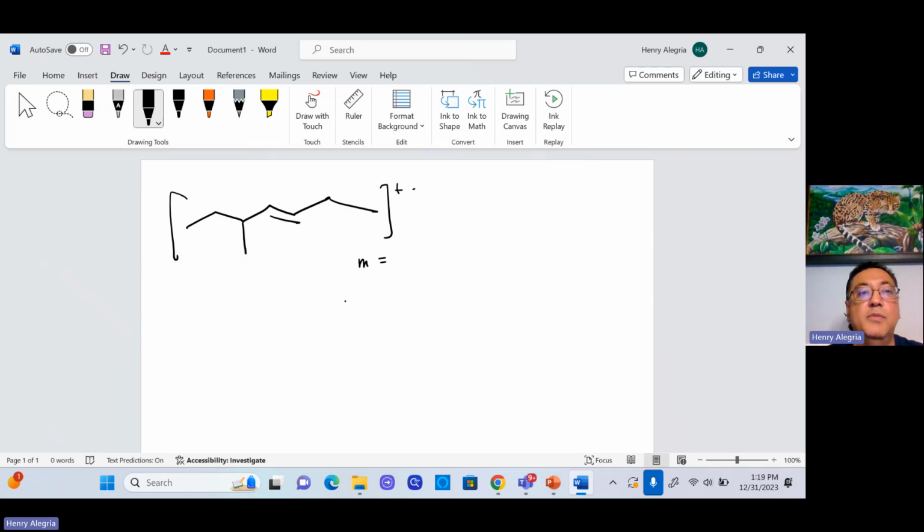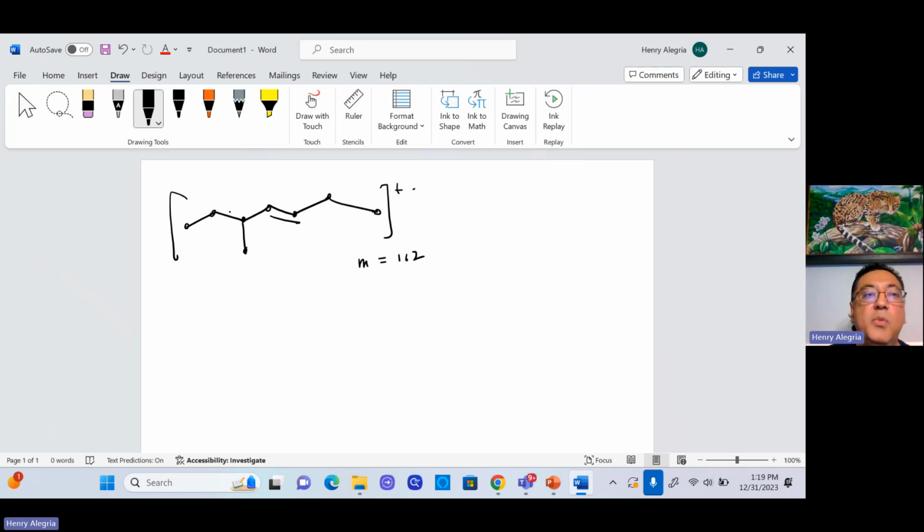So if this were my parent ion, what would be the mass here? I see 1, 2, 3, 4, 5, 6, 7, 8. That would be 8 carbons. 8 times 12 is, of course, 96. And hydrogens would be 3, 5, 6, 9, 10, 11, 13, 16. So what would be 96 plus 16? 112.